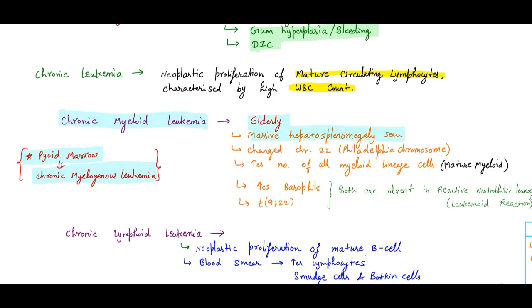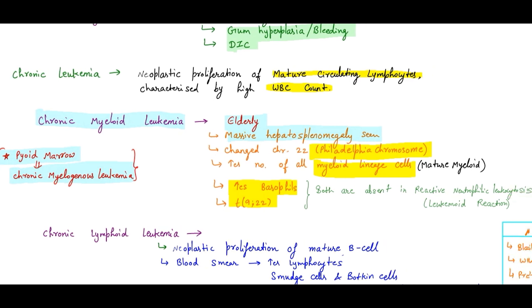This is the Philadelphia chromosome. What do we call it? Philadelphia chromosome, the change of chromosome number 22. And there is an increased number of all myeloid lineage cells. So remember, in myeloid leukemia the myeloid lineage cells will be increased, like increased basophils, and translocation of 9 and 22. Remember these two things, increased basophils and the translocation.